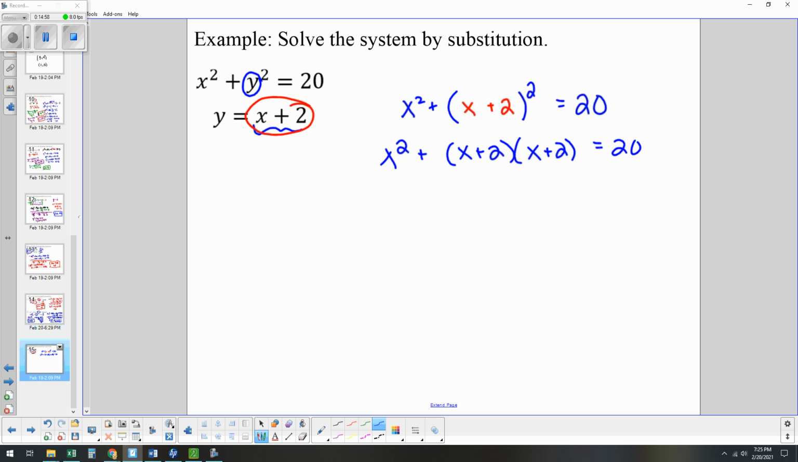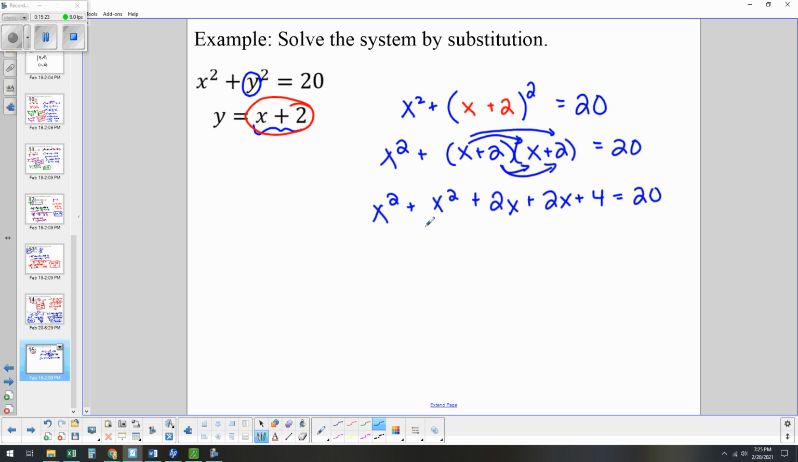And I'm going to recommend you do that because we cannot distribute the 2. That's not the way it works. What we're going to do is take the x and distribute it twice and the 2 and distribute it twice. So that's x times x is x squared. X times 2 is 2x. 2 times x is 2x plus 2 times 2 is 4.